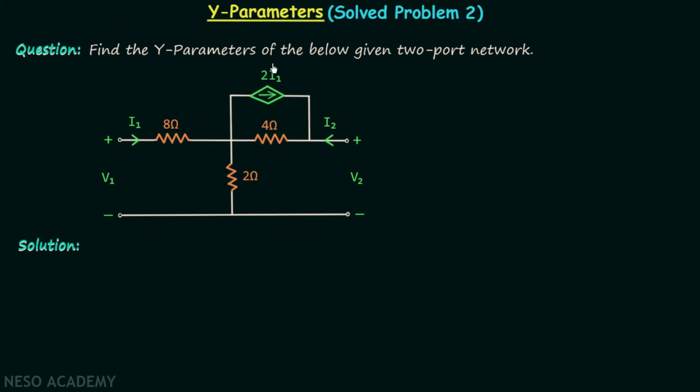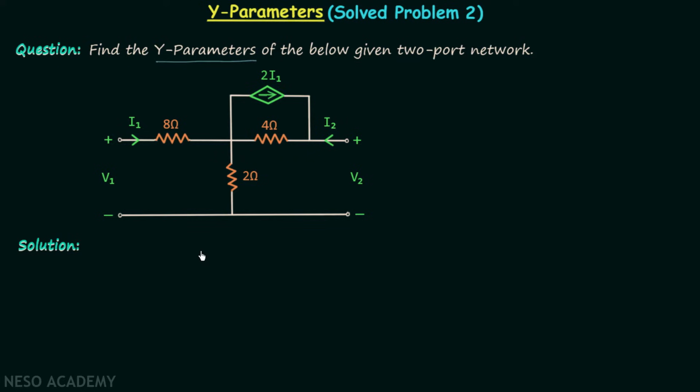Find the y parameters of the below given two-port network. This is the two-port network given in the question, and here we have 1, 2 and 3 resistors, and we have one current dependent current source, and we are required to find the y parameters of this two-port network.